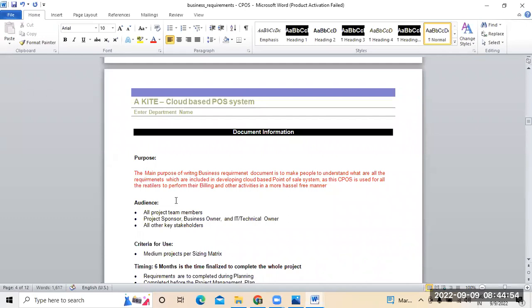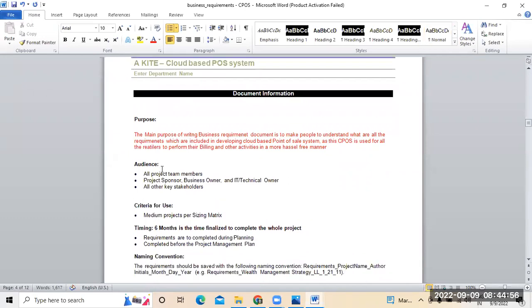Now here you need to write down the audience. Who are the project team members, project sponsor, business owner, technical owner, and other key stakeholders? That information will be written under the audience. Usually the projects are medium projects per the sizing matrix. This is the criteria; let it remain the same.